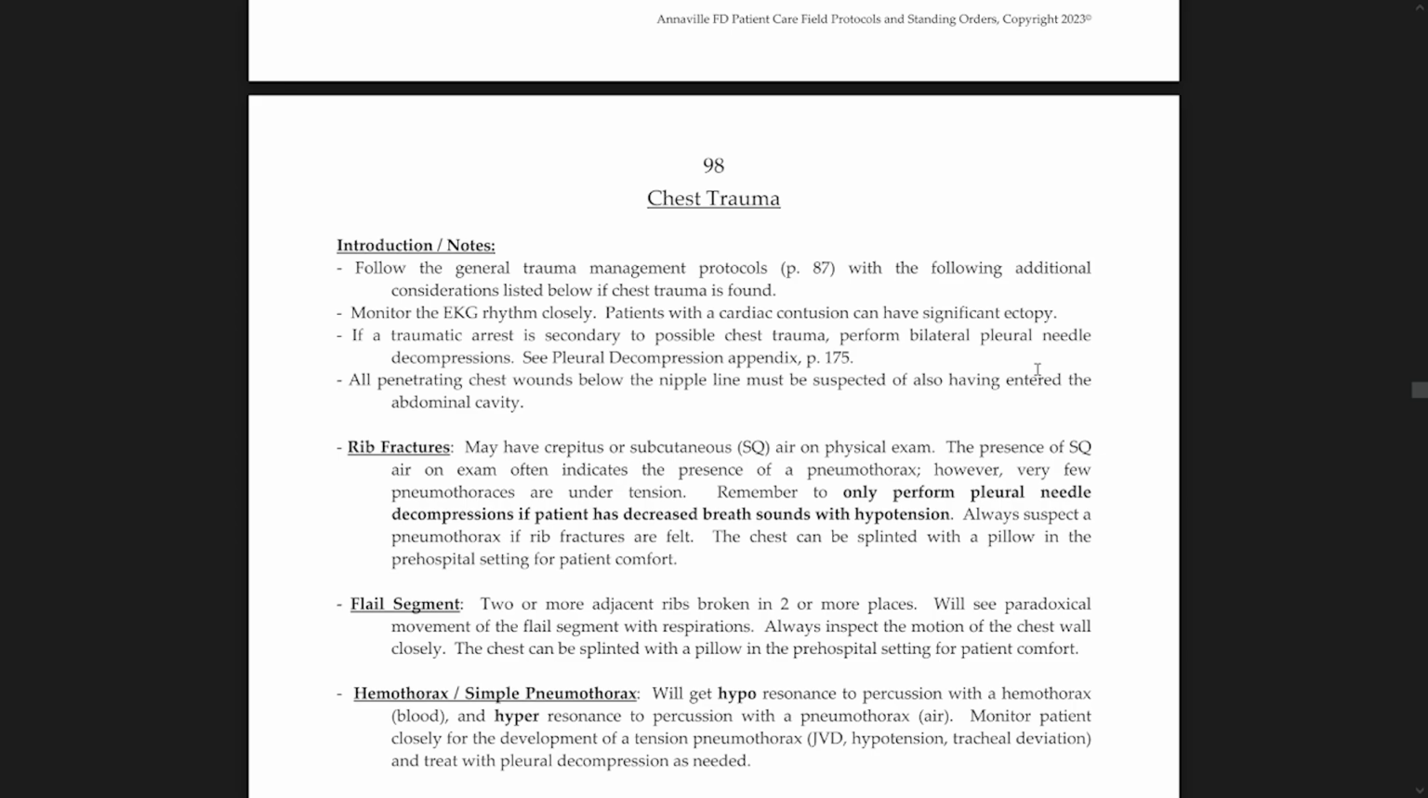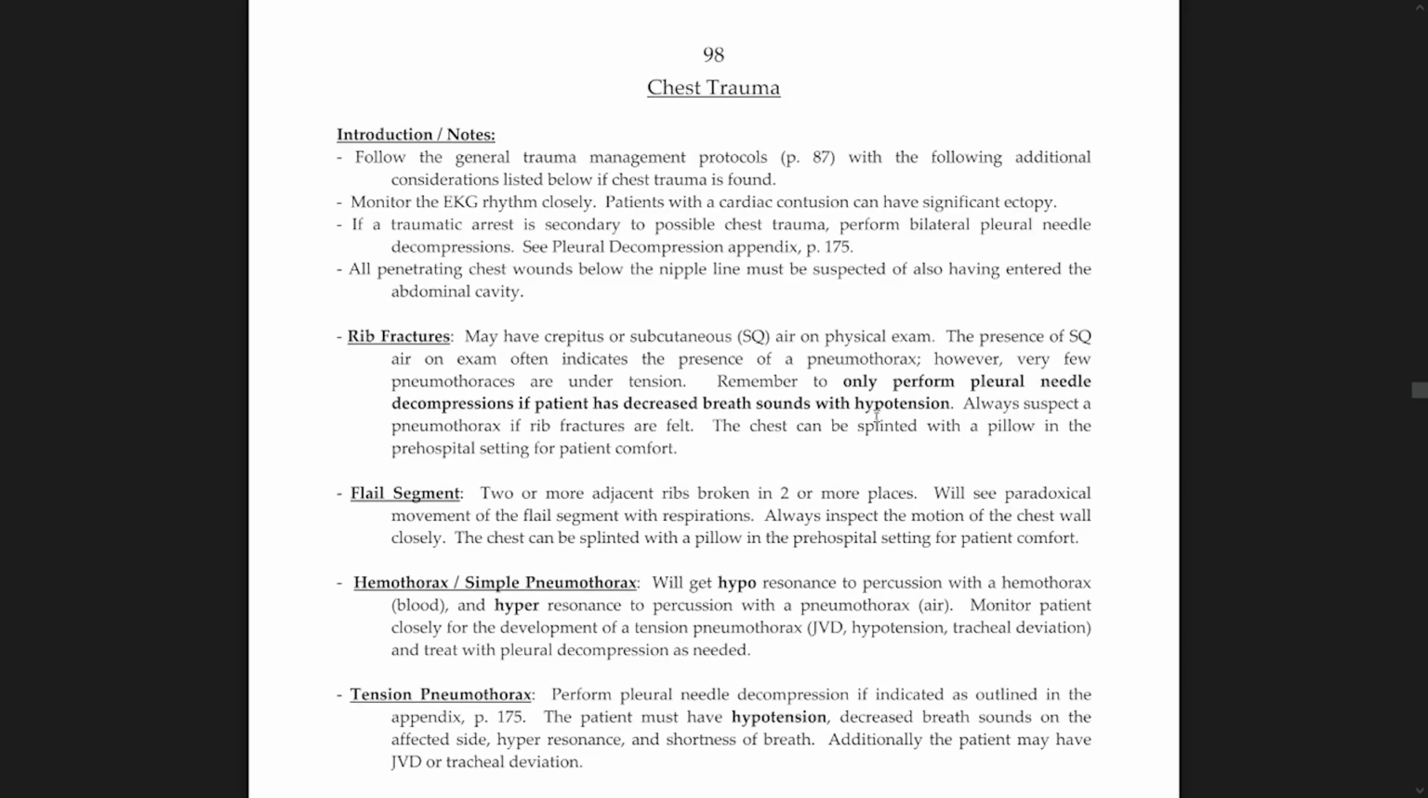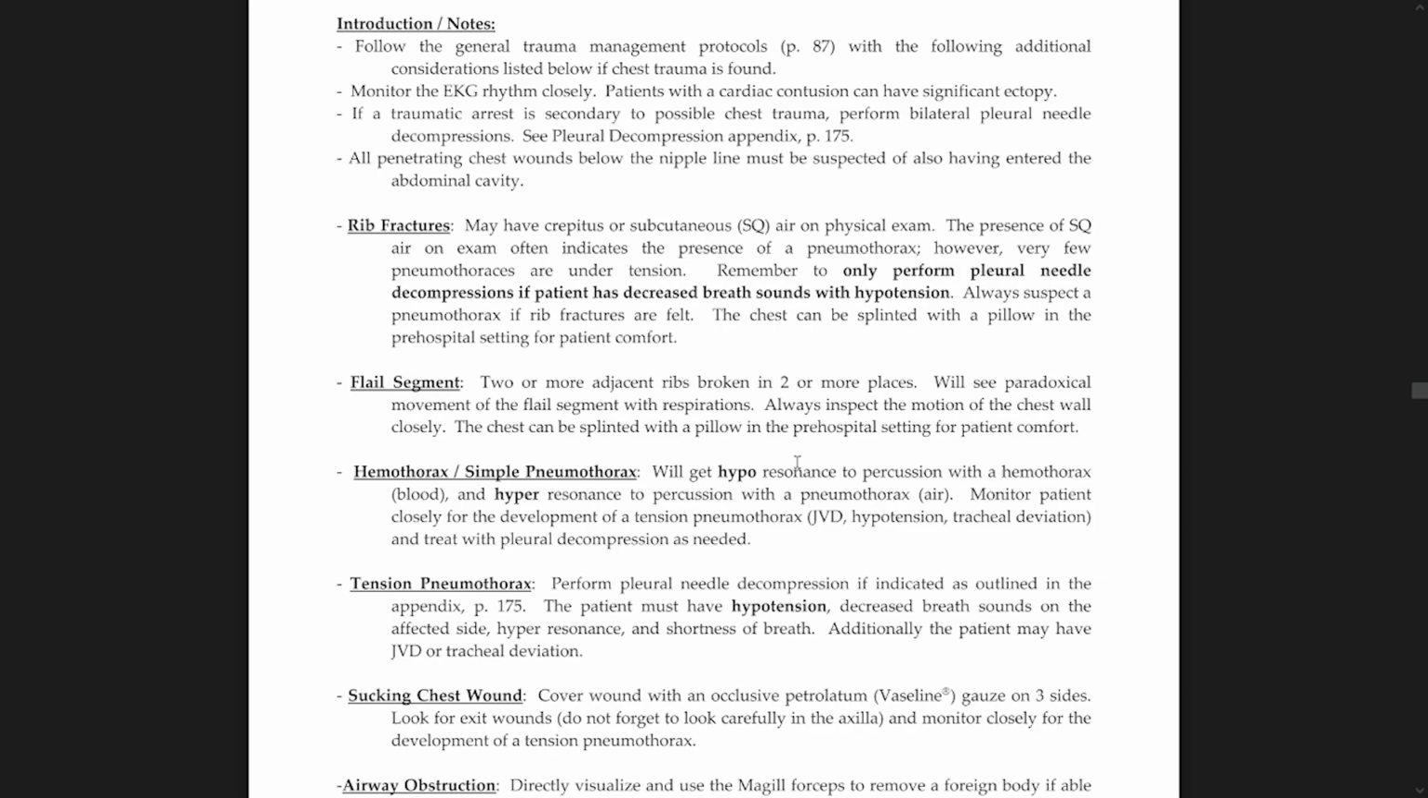For chest trauma, follow the general trauma management protocols on page 87 with the following additional considerations if chest trauma is found. Monitor the EKG rhythm closely. Patients with a cardiac contusion can have significant ectopy. If a traumatic arrest is secondary to possible chest trauma, perform bilateral pleural needle decompressions. See page 175. All penetrating chest wounds below the nipple line must be suspected of also having entered the abdominal cavity. For rib fractures, they may have crepitus or subcutaneous air on physical examination.